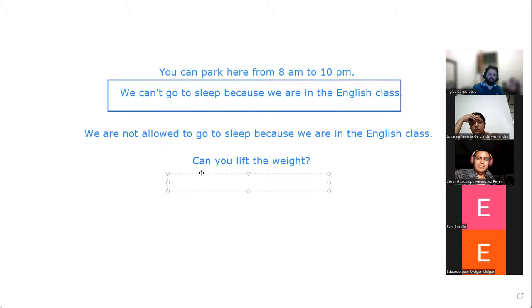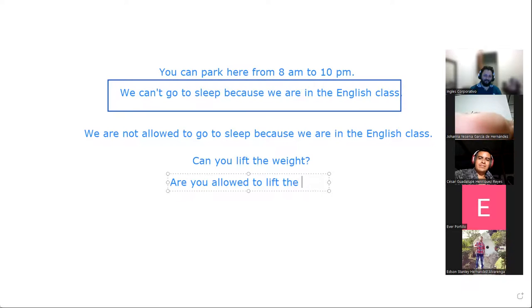All right, so you say, you are not allowed to lift. No, you're not. No, guys, it's a question. How do you ask the question? Are you allowed? Are you allowed to lift the weight? Right? Very good. Teacher, I have a question. Tell me. I don't understand what it means. You don't understand what this means?